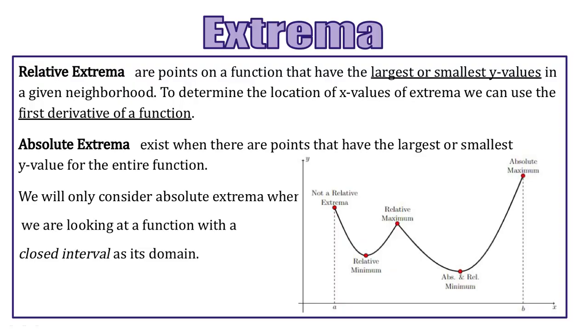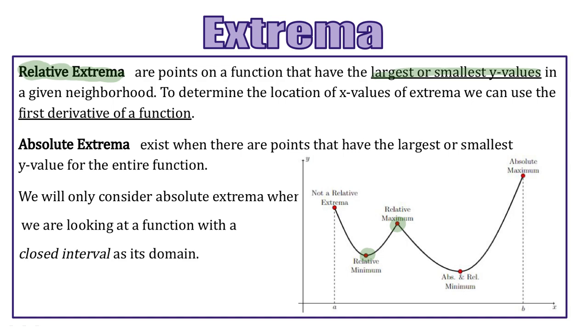Let's start off by defining what extrema are. A relative extrema is a point or points on a function that have the largest or smallest y values in a given neighborhood. So basically they are the peaks and the valleys. You can see a relative minimum here because that is the lowest point in its general area. There are points lower than it on the graph, but in its neighborhood, it is the valley of that area.